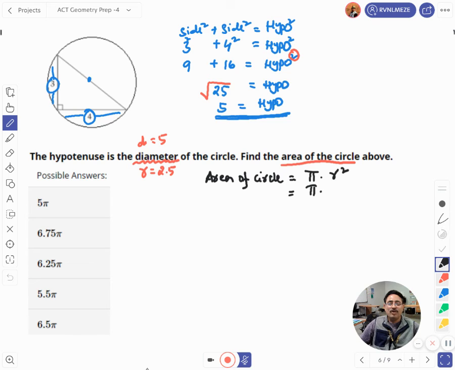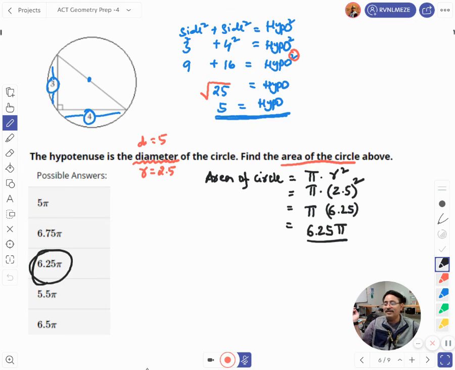What is radius square here? It is 2.5, that's the radius. So radius square is going to be 2.5 square. Then this is going to be 6.25. I just computed it in my mind, I did not make use of the calculator. So pi times 6.25 gives me 6.25 pi. So here is the answer. Okay.